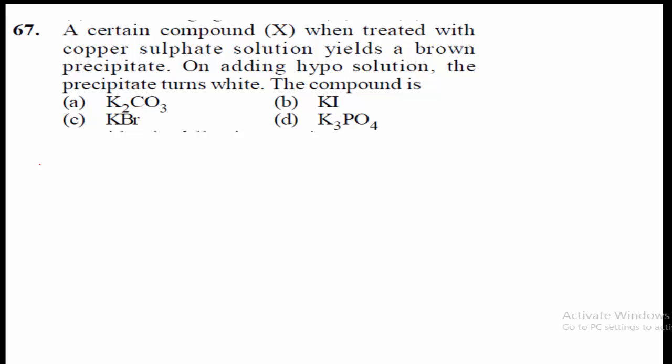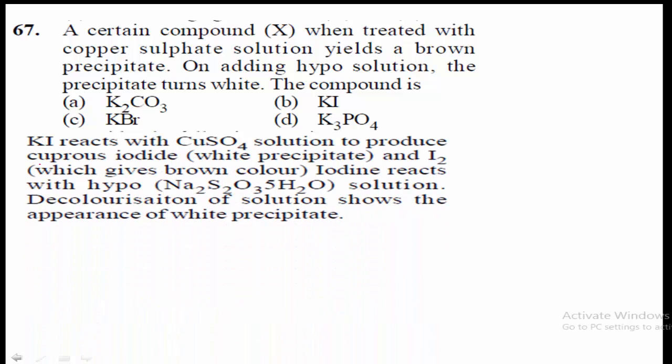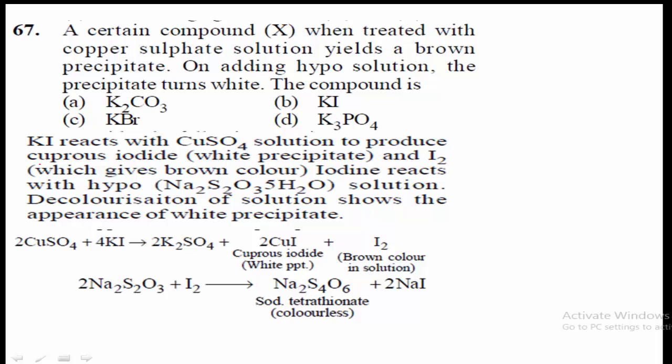Next, 67th. A certain compound X when treated with copper sulfate solution yields a brown precipitate. On adding hypo solution, the precipitate turns white. The compound is? This can be explained by potassium iodide reacting with copper sulfate solution to produce cuprous iodide and I2. Iodine reacts with hypo solution, decolorization of the solution shows the appearance of the white precipitate.